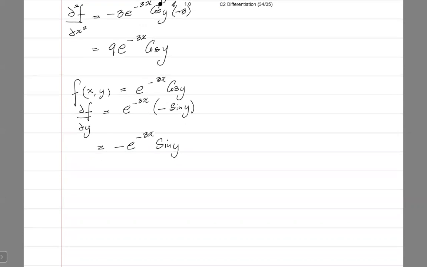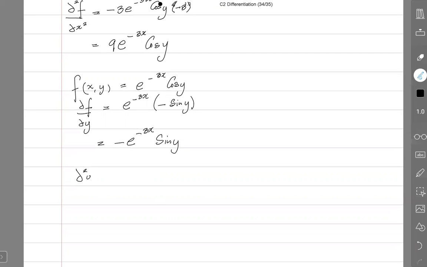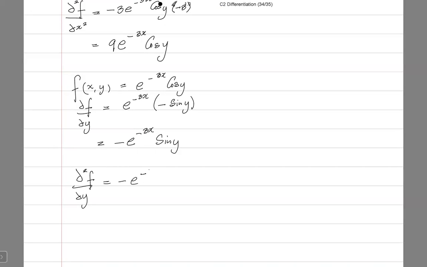Then we need to differentiate partially with respect to y again. All right, this is minus e to the minus 3x. When you differentiate sine, you get cos. That's the answer. All right, so those are our two answers. Questions or comments?